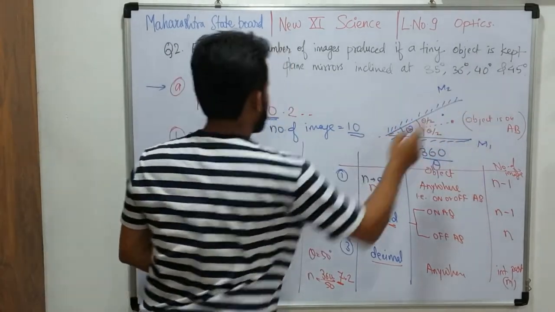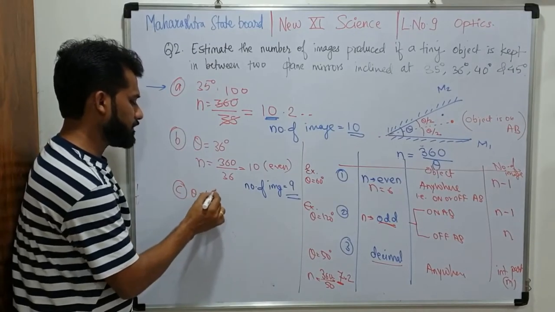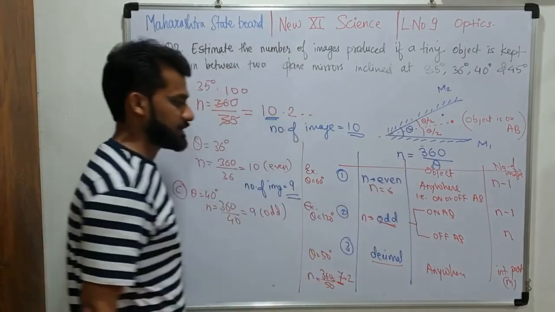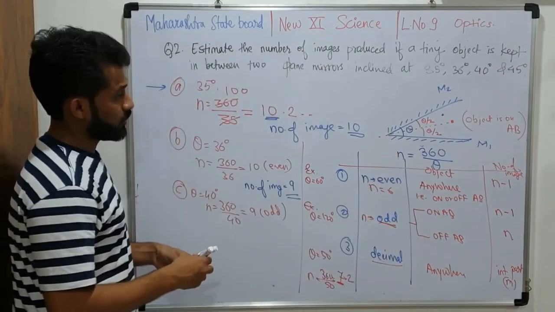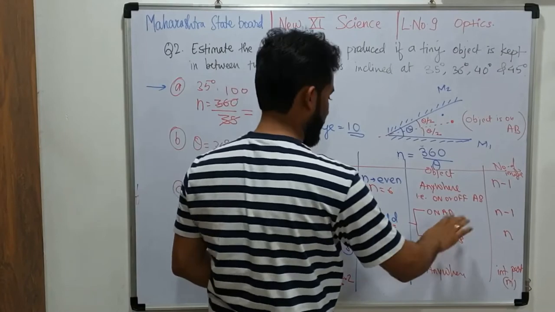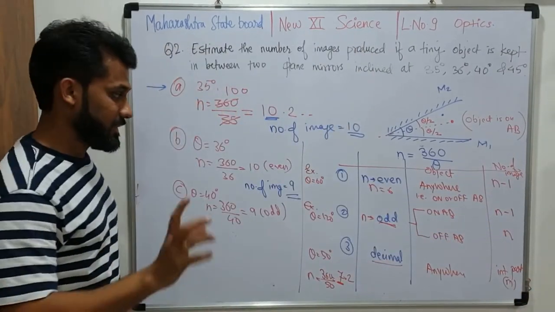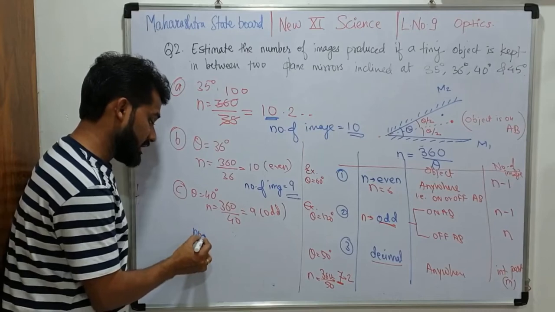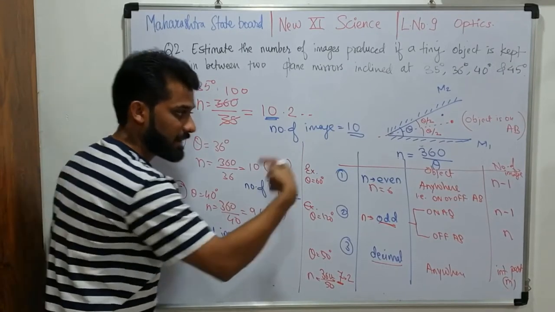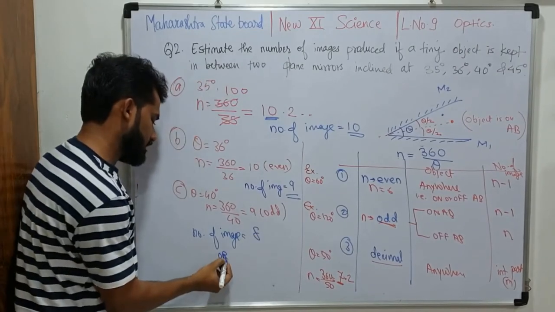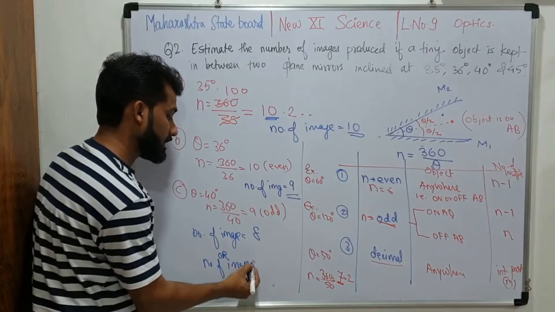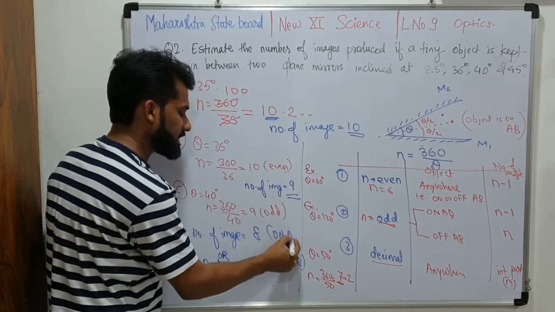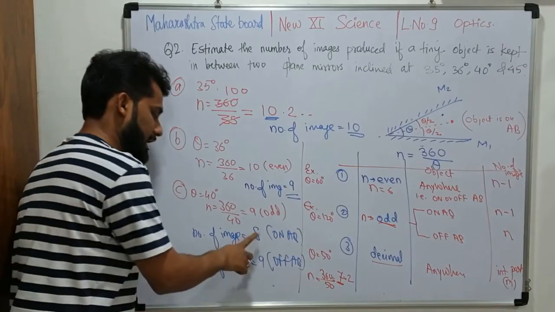Third question, 40 degrees. See, theta is equal to 40, n is equal to 360 upon 40, that is 9. It is an odd number. For odd, there are two possibilities. Either the object is on the angle bisector, so we have to subtract one. If the object is off the angle bisector, asymmetrically, the number of images will be n. N is 9, which is an odd number. So how many images will we get? The number of images will be 9 minus 1, that is 8, if the object is on the angle bisector. Or 9 if it is off the angle bisector. So 8 and 9, these are two possibilities.